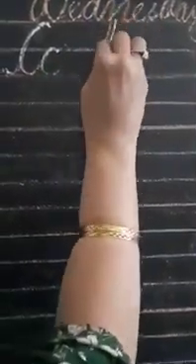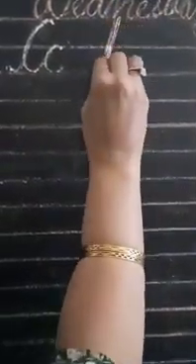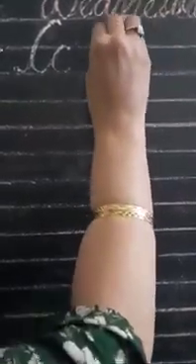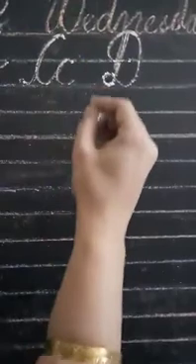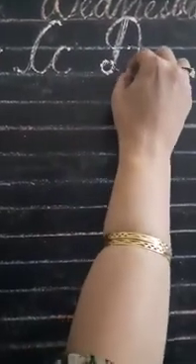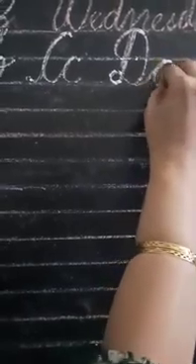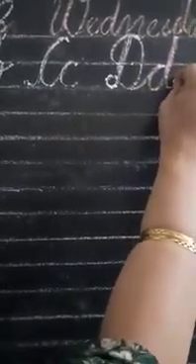So here we will write joining D, come down, make a loop, go up, take a turn and leave it on the blue line. Okay, then from below, joining, we will make small d. Go up, come back and take a turn and touch second blue line. Okay, what is this? This is joining D.